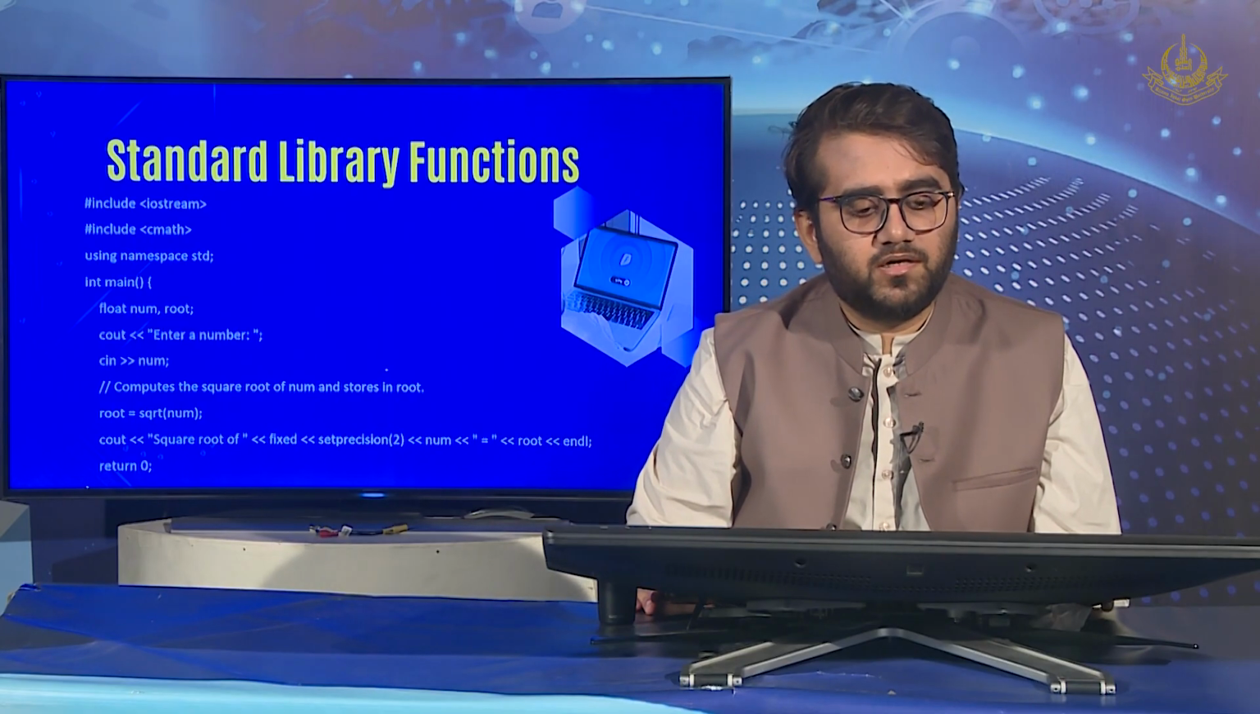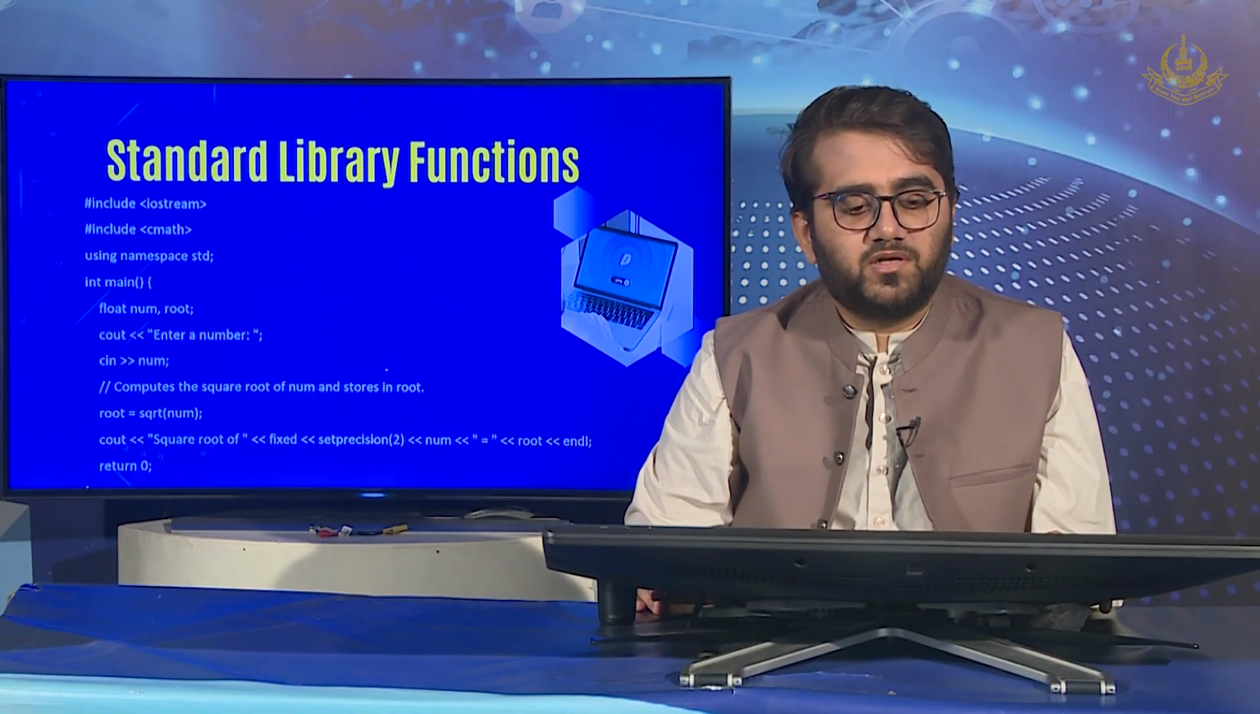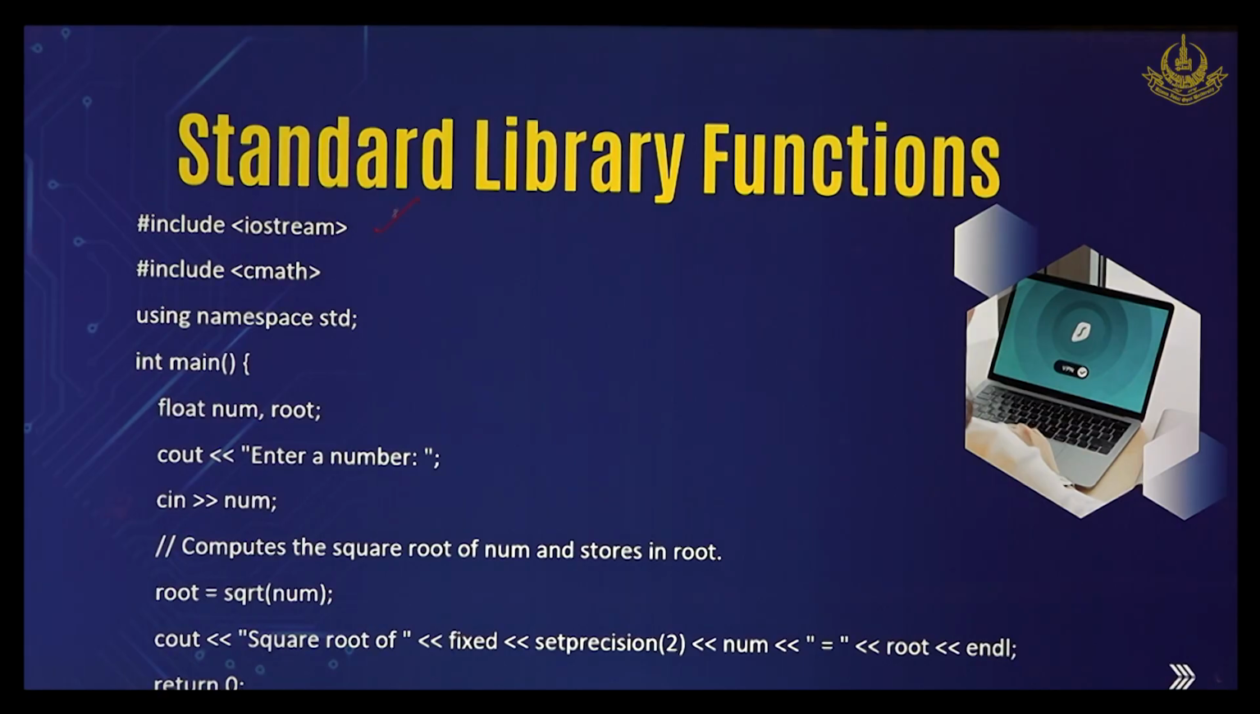Here we have another program dealing with the standard library functions. I have already discussed iostream. cmath is used for math functions. All of the math functions are included in this particular header file. Here we define two floating points, num and root, and then we take input for num, and then we take the root for that specific number.